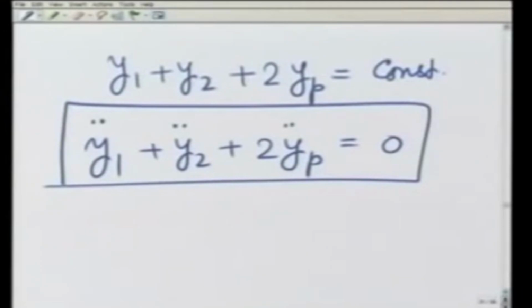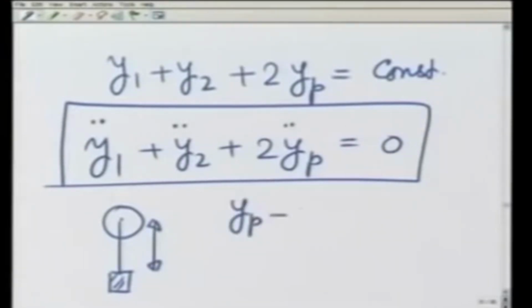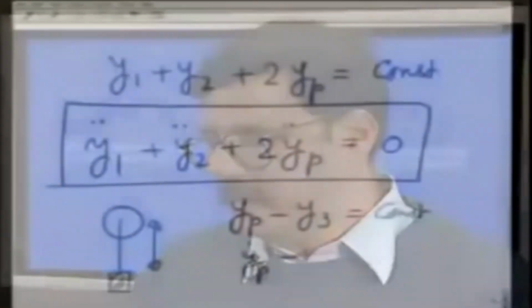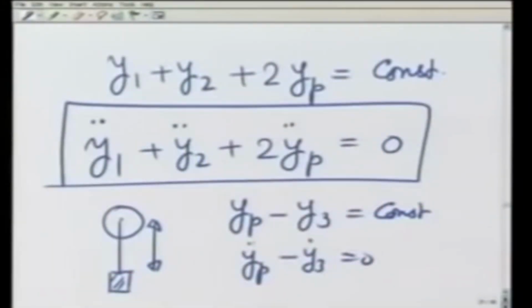That is one of the equations that I need. I have now gotten 5 equations. The 6th equation is very easy to get, realizing that the length of this rope is fixed, and therefore yp minus y3 is constant, or yp dot minus y3 dot is 0, and so is yp double dot minus y3 double dot. Basically, the pulley and the mass are moving up and down together. So let me rewrite all the equations once more. I have now gotten 6 equations, and there are 6 variables in the problem.